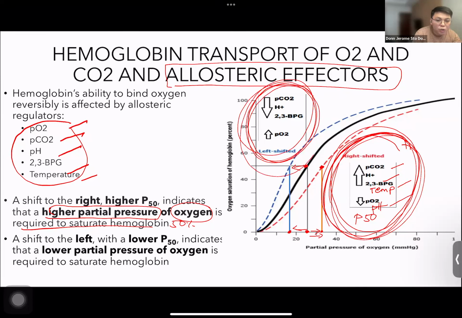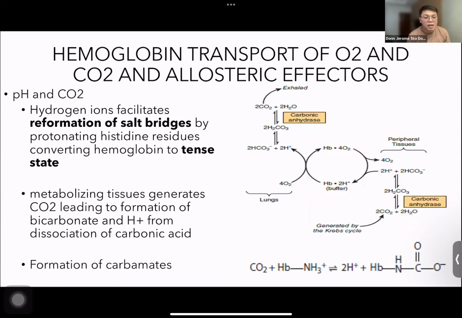These conditions are usually seen in the lungs, no? Where you load hemoglobin with oxygen. Baliktarin n'yo lang po, kabaliktaran lang nito: low PCO2, low hydrogen concentration, low 2,3 BPG, low temperature, high PO2, or high pH. Nasundan po? Okay. So sa next slide, we'll be discussing how the allosteric effectors affect the transition of your hemoglobin from T to R form or from R to T form.